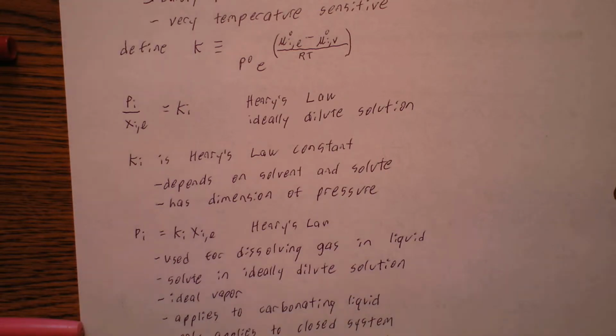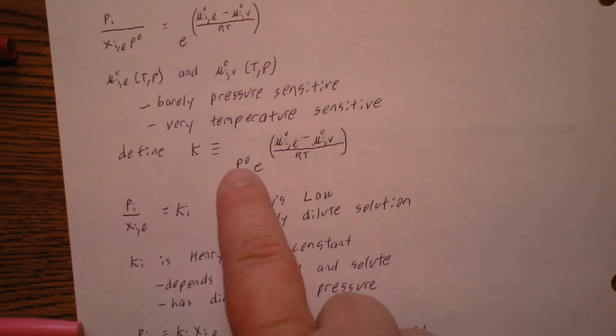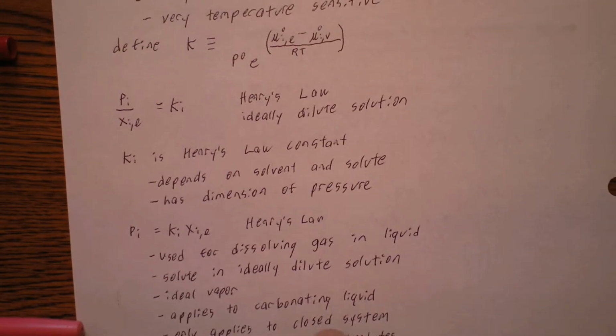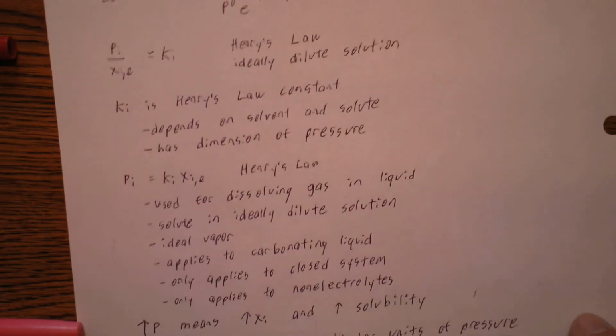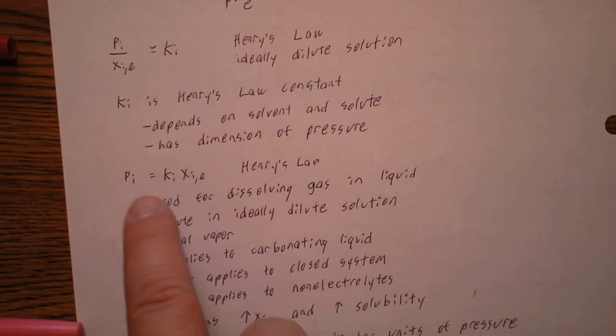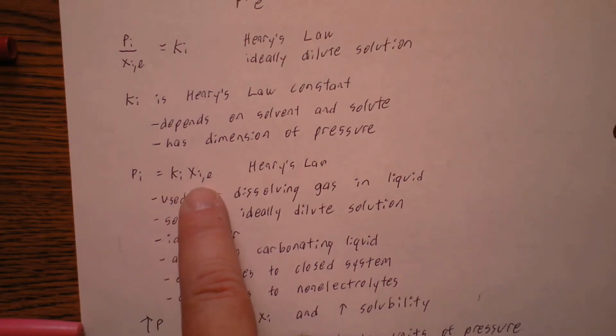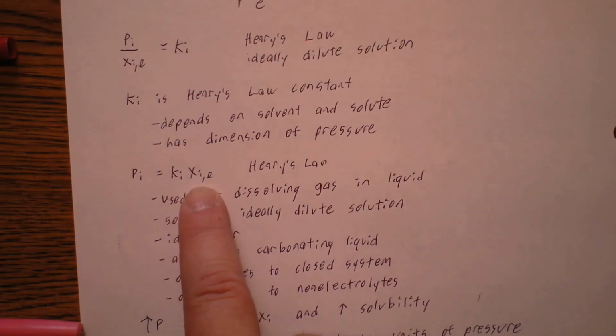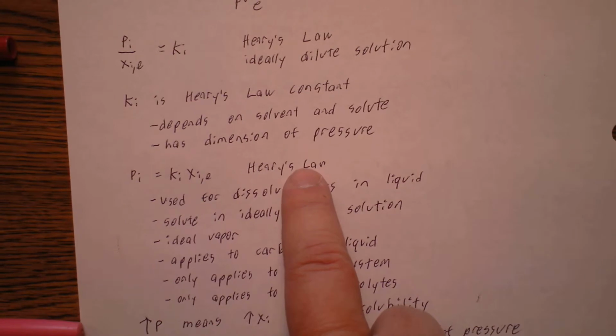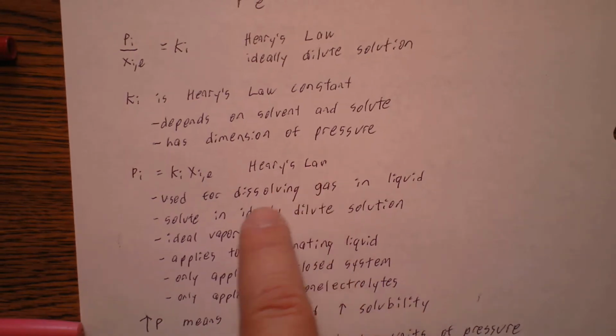It is dependent on both the solvent and the solute. And if you notice, because of the way we calculated it, with P naught in front of it, the units are going to be units of pressure. So we have the partial pressure of I is equal to Ki times the mole fraction of I in the liquid phase. This here is actually Henry's law. It's just rewritten. We solved for pressure.